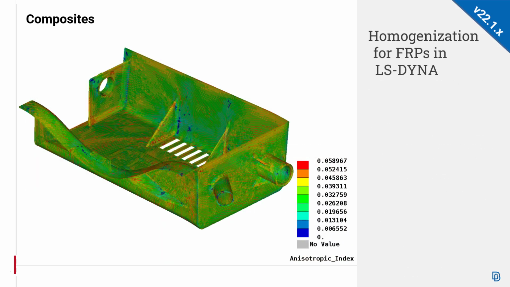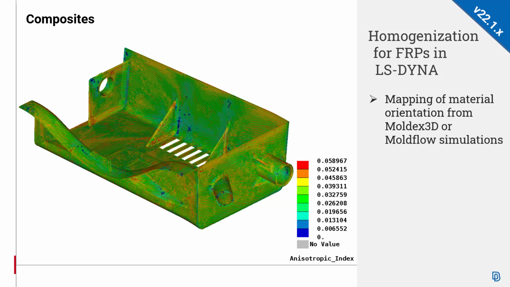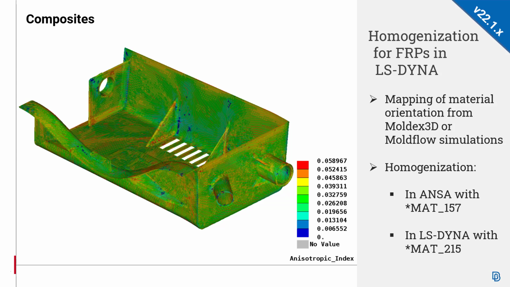Coupling of molding simulations for fiber reinforced plastics is now available in LS-DYNA through the Results Mapper tool. During the mapping of material orientation from Moldex 3D or Moldflow simulations, the tool can also create the keywords for the homogenization, depending on whether the homogenization is done in ANSA or it is performed during solution in LS-DYNA.